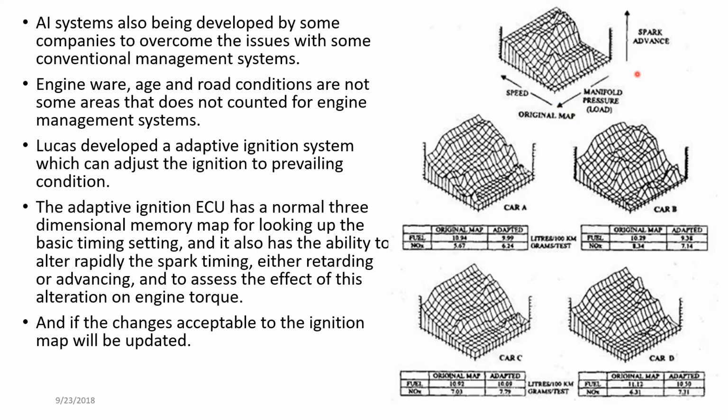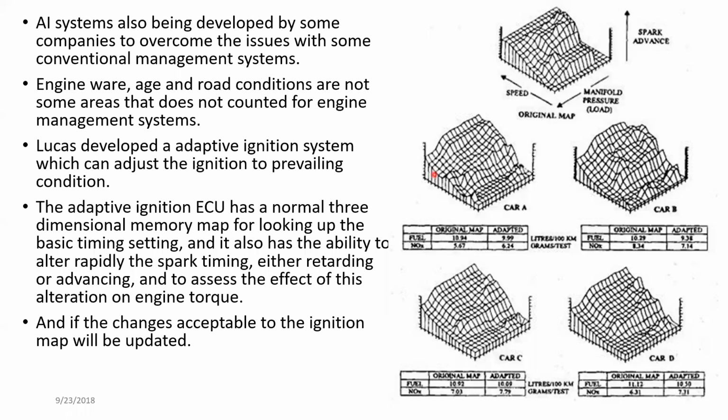The reason being, even though the same car is driven at the same location by different drivers, the small differences could change the performance and the efficiency of the vehicle. So the adaptive ignition system, which has the capability of adapting the ignition system to the scenario, has the ability to alter the spark timing very fast.